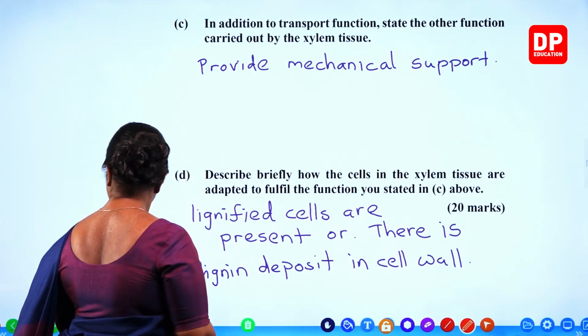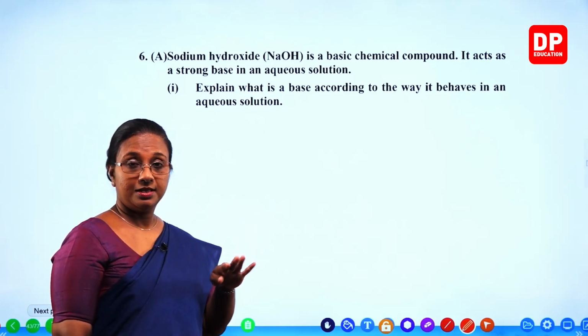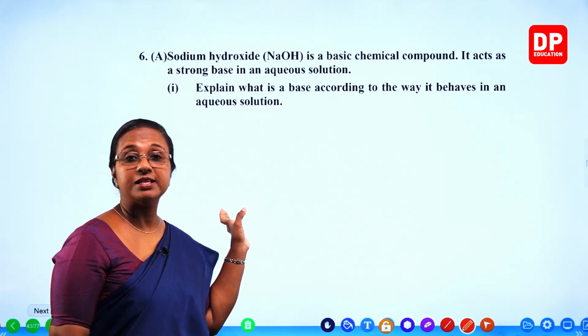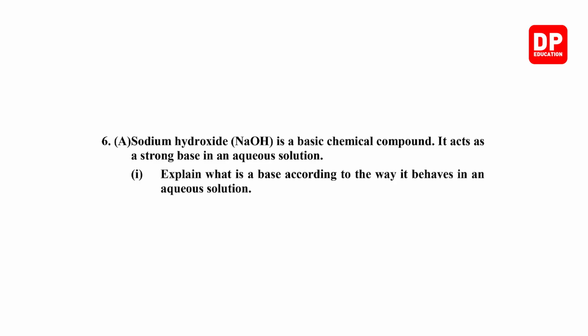That is question number 6. So, here we have question number 6 that also has A part and B part as well. So, here you can see sodium hydroxide. So, that is a chemistry related question. Question number 6 A part. Sodium hydroxide, that is NaOH, is a basic chemical compound. It acts as a strong base in an aqueous solution. So, here you have to note those terms, students. Basic chemical compound. It is a strong base. They have given the name and the chemical formula.